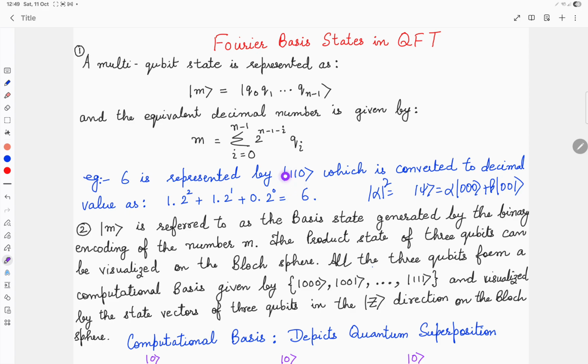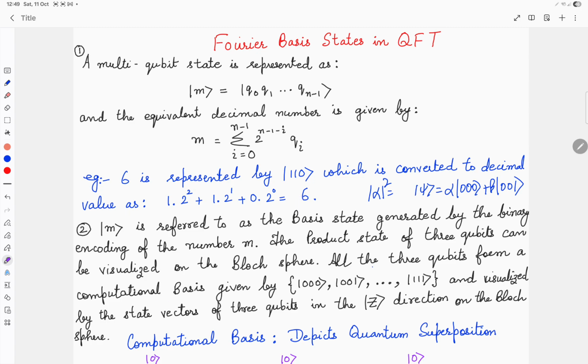So if the quantum state is ket 110, its decimal equivalent will be 6. This will be calculated like this, because of the weight at the most significant qubit location, which is 1. This location has a weight of 2 raised to the power 2. So this 1 will be multiplied by 2 raised to the power 2, the middle one will be multiplied by 2 raised to the power 1, and this 0 will be multiplied by 2 raised to the power 0, which leads to a decimal value of 6.